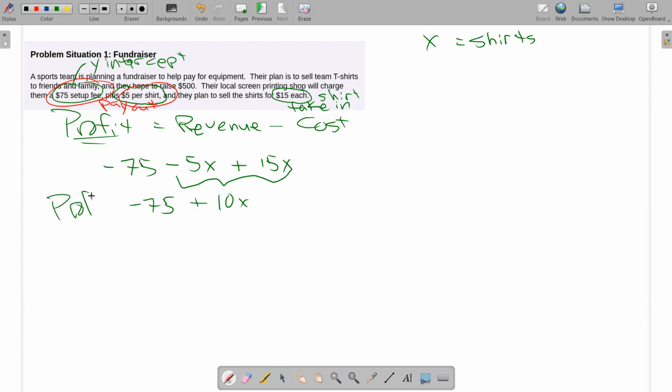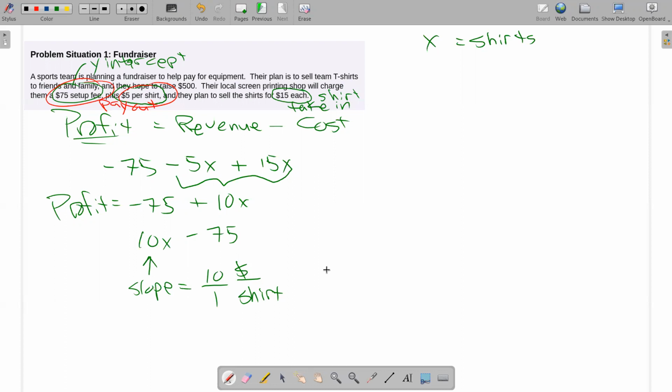So this, I think, is going to be my profit. And I'm going to switch the order. I'm going to write it as 10x minus 75. The 10 is my slope. So as far as the profit is concerned, I'm going to get 10 over 1, which is $10 per each shirt.